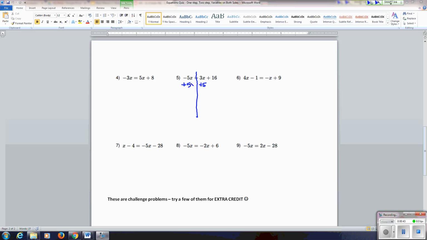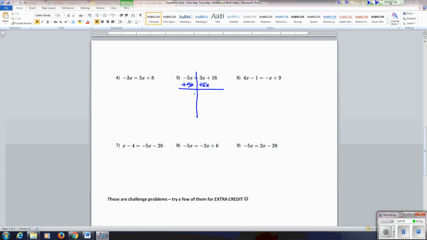So if you're going to do that, you make sure you put that x, because I'm promising you if you don't, you're eventually going to just put random numbers underneath your variables, and you're going to think they can be added together. And they can't. They are not like terms. So put your x's in there.